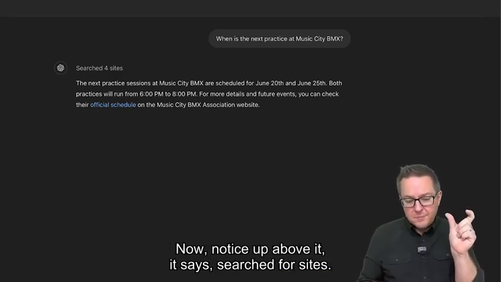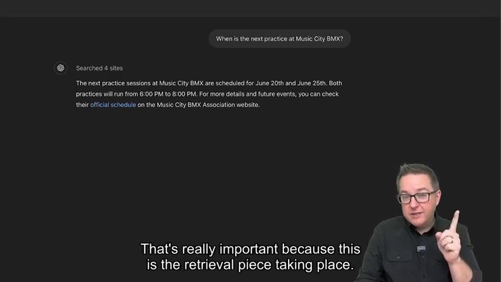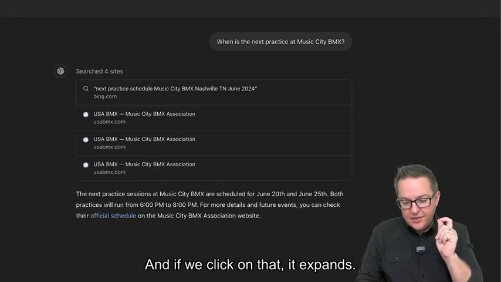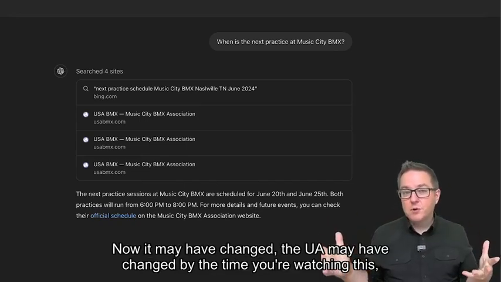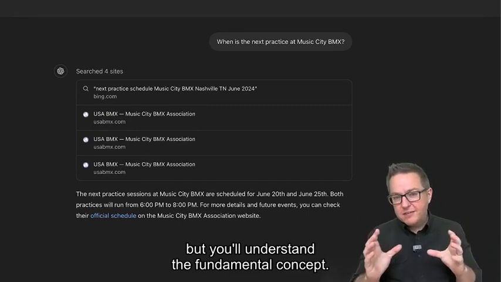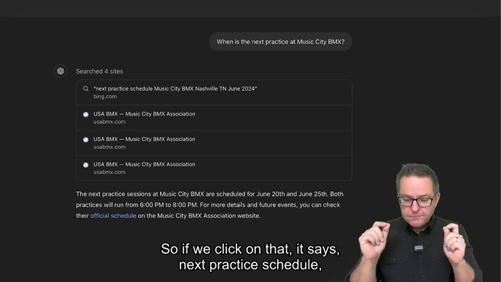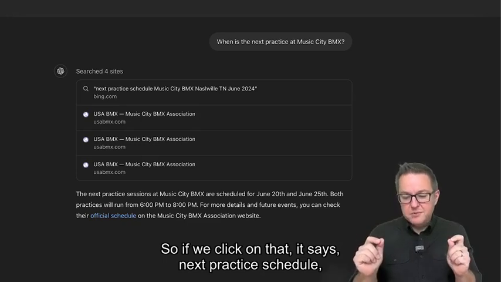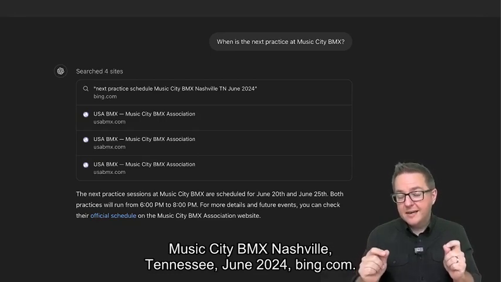Now, notice up above it, it says searched for sites. That's really important because this is the retrieval piece taking place. And if we click on that, it expands. Now it may have changed, the UI may have changed by the time you're watching this, but you'll understand the fundamental concept. So if we click on that, it says next practice schedule, Music City BMX, Nashville, Tennessee, June 2024, bing.com.